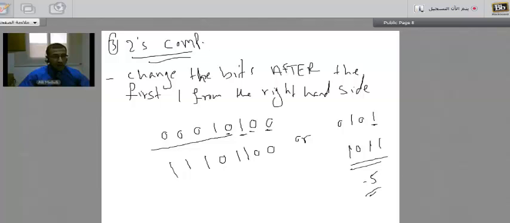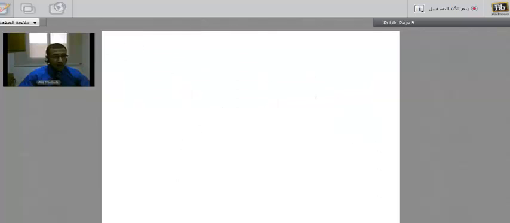Okay, as I said to you, in the exam I will make things clear. I will tell you which method to use. I will say to you, convert this in two's complement, one's complement, sign magnitude, perform the addition, and so on. I will tell you which method to use. But you have to be very confident in working out with the methods. Now let's take a live example. We'll take an example.